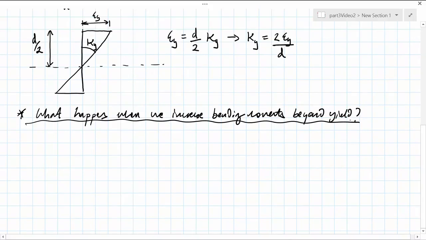So what happens then when we increase the bending moments beyond yield? To do this, we need to state the yield stress in terms of the yield penetration, and we use the parameter beta to represent this. Firstly, as is well known, the yield stress is related to the yield strain by the Young's modulus E, and as we've previously shown, this can be related to the curvature.